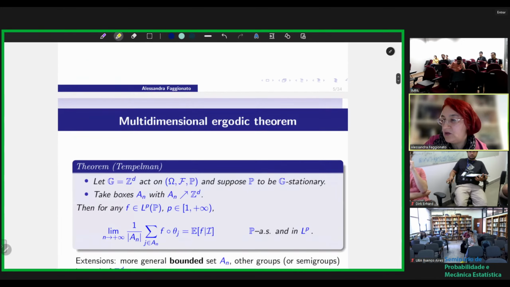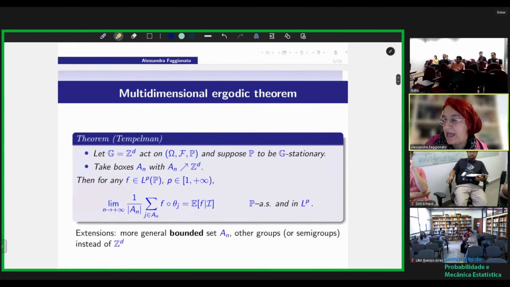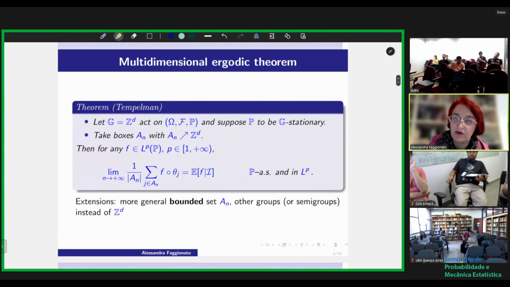Okay, and I recall the multidimensional Birkhoff ergodic theorem, which was proved by Tempelman. So let us take the group G equal to Z^d, and let us suppose that G acts on the probability space by measure preserving maps. So the probability P is G-stationary. Then let us take a sequence of boxes, A_n, an increasing sequence of boxes invading all of Z^d.